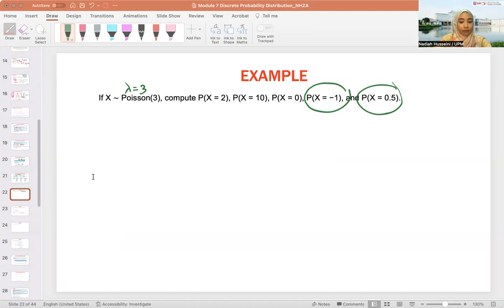Let me try that. Poisson distribution, X is 0. Yep.